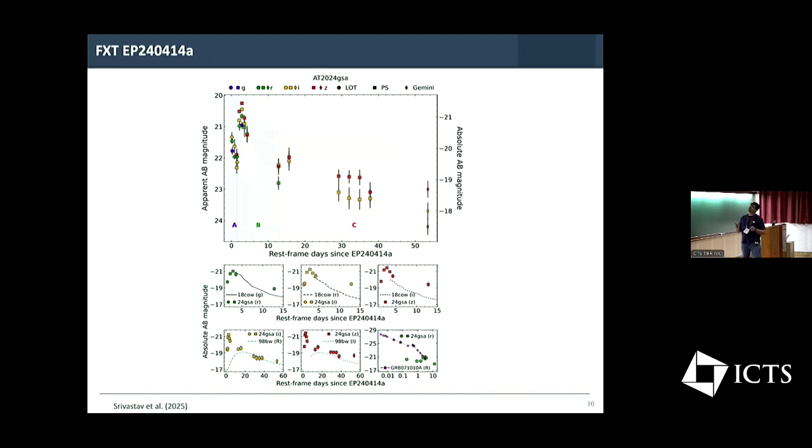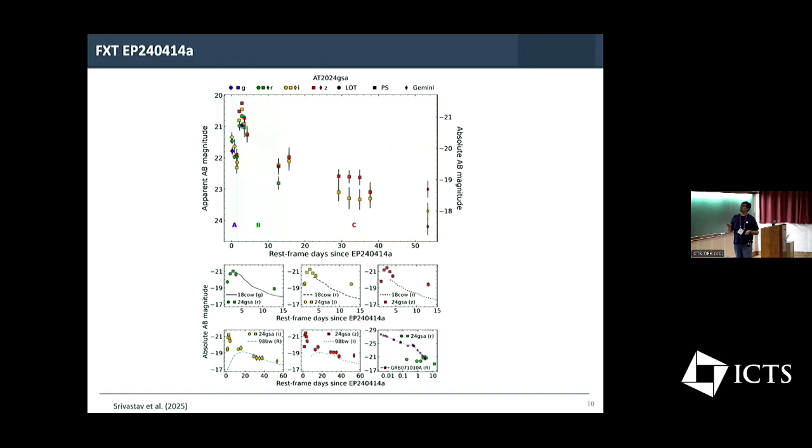This is EP240408A. You can see that this is the optical counterpart, and it was detected at 21.2 mag. It had a sudden decay in magnitude, then a steep rise in phase B, followed by a decay again, a short rise here, and again a decay. One interesting thing was that in phase B, it shows properties very much similar to those of a luminous fast blue optical transient. It's another class of transient. So basically all of them are getting mixed up these days.